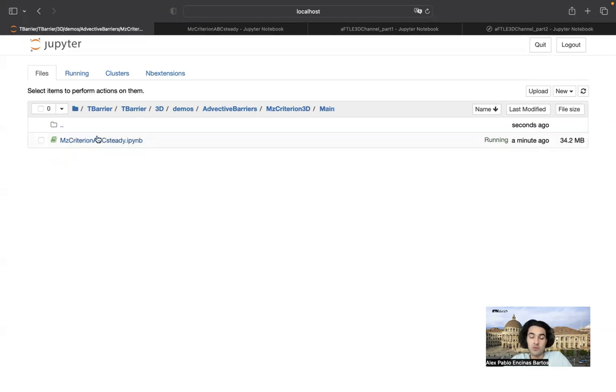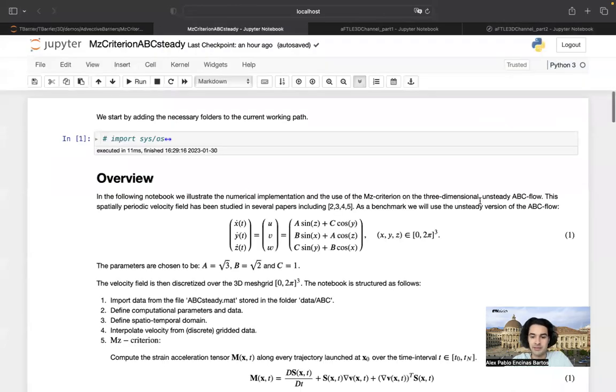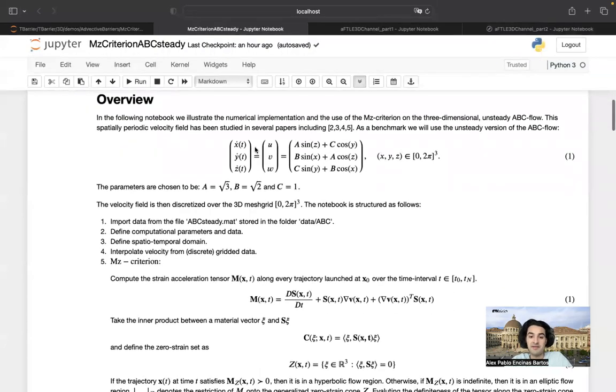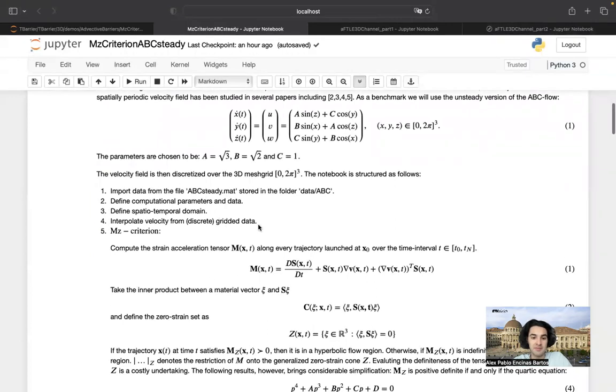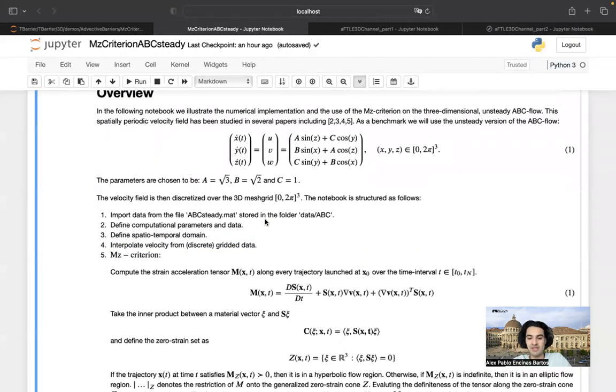We will compute the Mz-Criterion on the steady BC flow, and just briefly recall what this Mz-Criterion is actually all about. So again, we have the steady BC flow with the standard parameters. We start by importing data and by then subsequently interpolating the velocity field. Again, we will compute the Mz-Criterion on all the 6 faces of the cube essentially. So basically on the XY plane, on the YZ plane, and on the XZ plane.